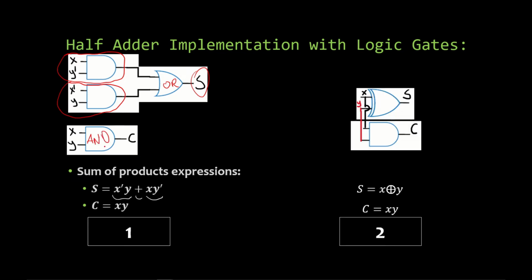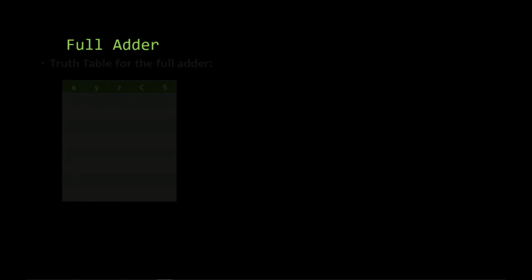However, if it's possible to use an XOR gate, we will be able to implement this circuit with only 2 gates. You can see that the sum is equal to x XOR y, and the carry is equal to x and y. So while we have 4 gates on the left-hand side, we have only 2 gates in the circuit on the right-hand side. Now let's take a look at the full adder.